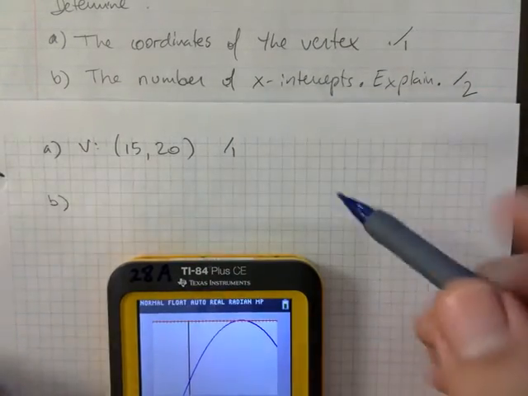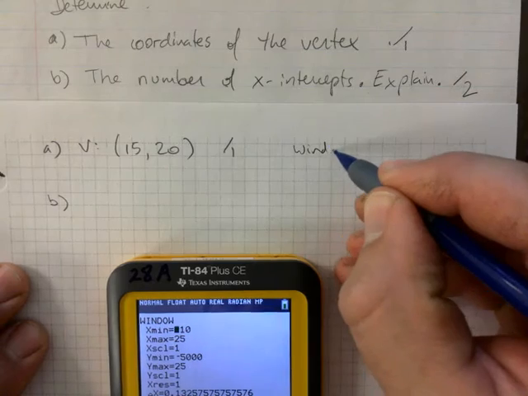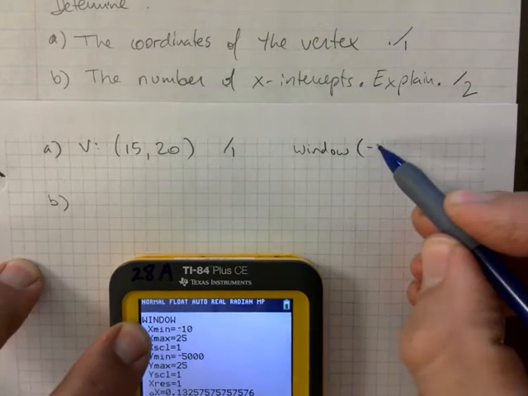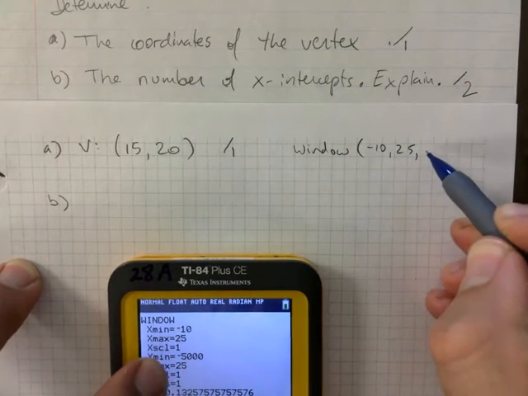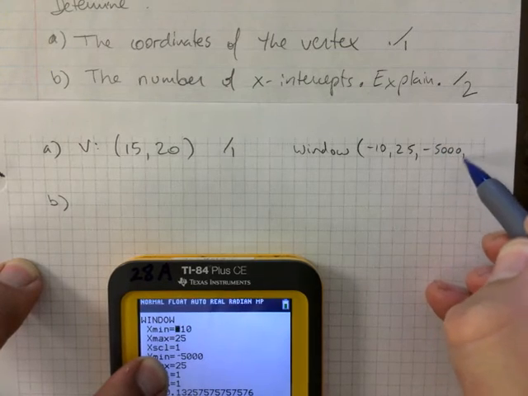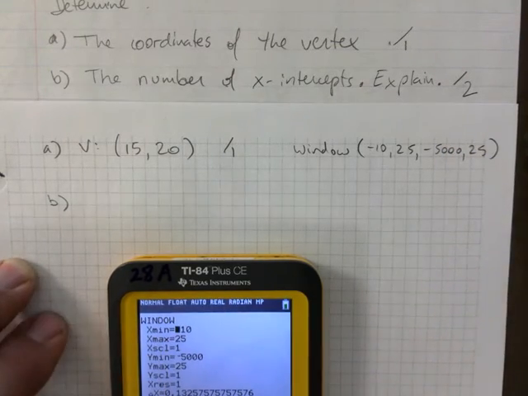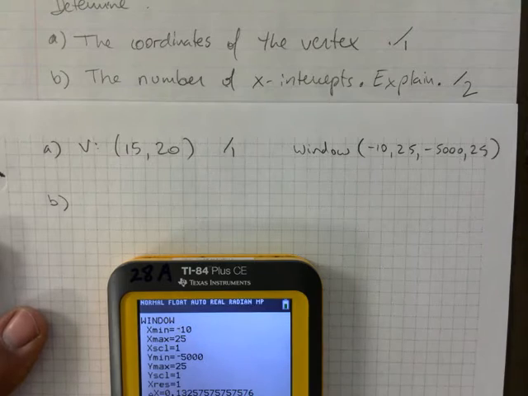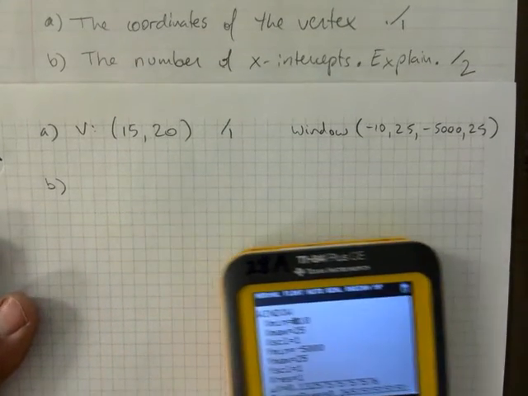So why don't you write down the window? I'm going to do that here. The window that I used is negative 10 to 25 and negative 5,025. That worked for me. You may have had a different window. The answer still will be the same.